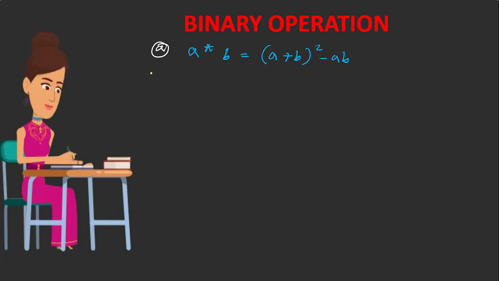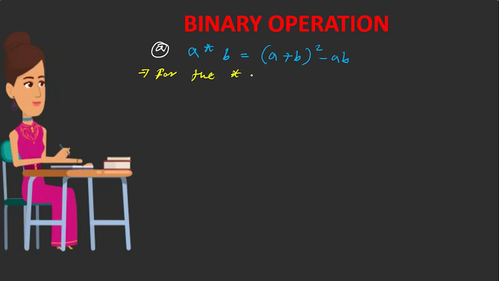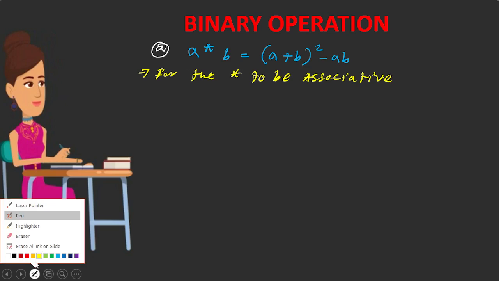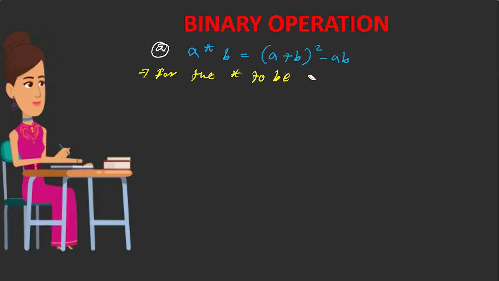For a binary operation, which is denoted by star, to be commutative, we need to understand that A star B should be equal to B star A. That's a very nice law that everyone is supposed to know.